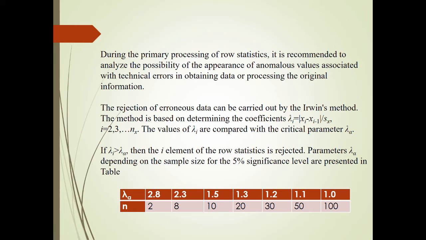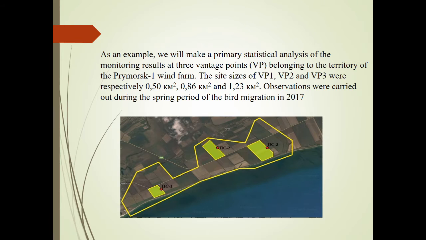The method is based on determining the coefficients. The values of lambda I are compared with the critical parameter lambda alpha. If the critical value is exceeded, the element of the row statistics is rejected. Parameters depending on the sample size for the 5% significance level are presented in the table.